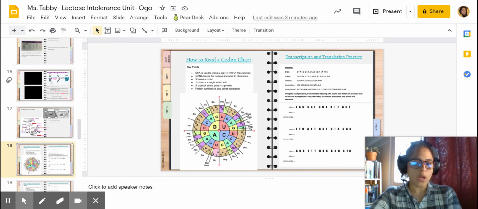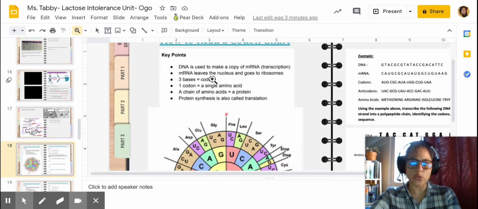Before we get started, I want you all to remember a few key points, and I've made sure that you have access to those key points right here in your notebooks. The first thing I want to do is bring your attention to some of the key things that we've discussed so far. So far, we recognize that DNA is used to make a copy of mRNA in a process called transcription. mRNA leaves the nucleus and goes to the ribosomes.